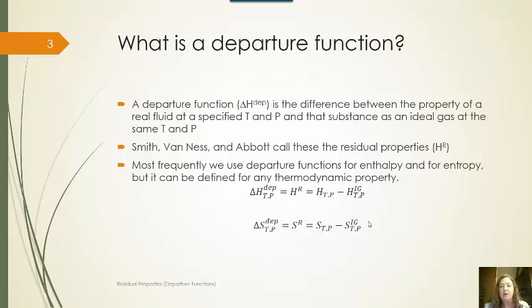Now Smith, Van Ness, and Abbott call these residual properties, but departure functions are a little bit more common these days. Most of the time when we're talking about a departure function, we're going to be doing it for enthalpy or entropy, but it really could be defined for any thermodynamic property. So the idea is that this departure or residual is how different it is from the ideal gas. So it's the actual property minus the ideal gas property for that same thermodynamic temperature and pressure or whatever state is defined.